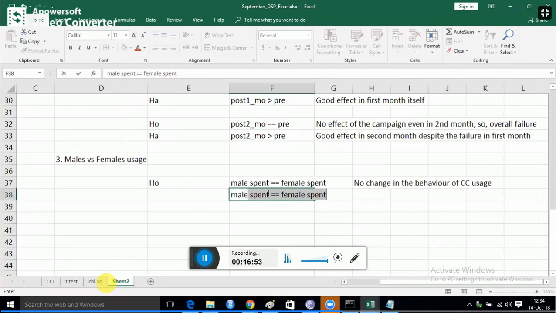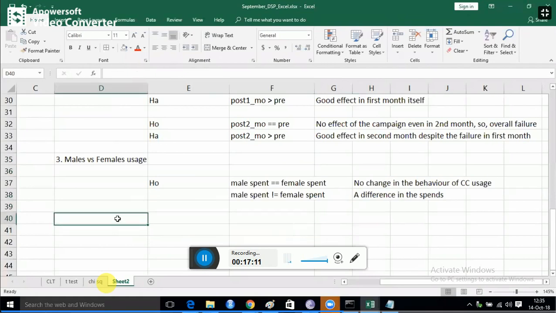Male spend not equal to female spend. A difference in the spends, right? There is a difference in the spends. All right.